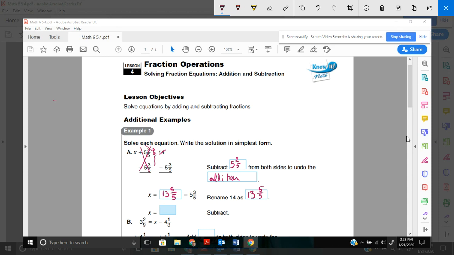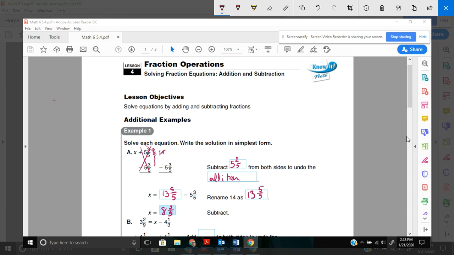Now, I've got 5 minus 3 on top. Subtracting my numerators would give me 2. My common denominator is 5. And 13 minus 5 would give me a total of 8. So I'd be left with 8 and 2/5.